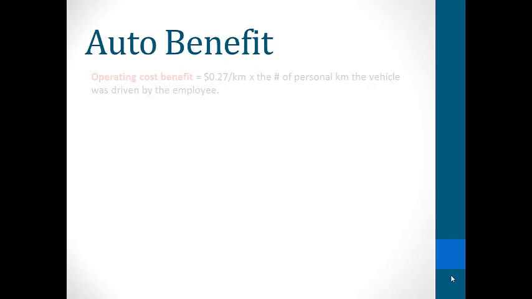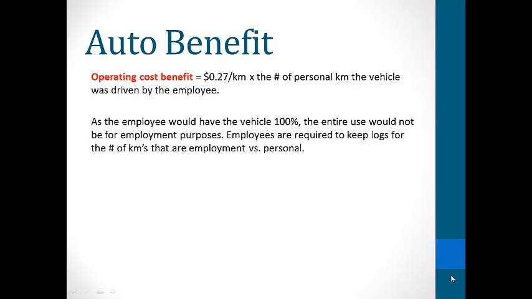The second part of the auto benefit is the operating cost benefit. This is 27 cents a kilometer times the number of personal kilometers the vehicle is driven by the employee. The 27 cents a kilometer is for 2013. As the employee would have the vehicle 100% of the time, they're going to be expected to keep a log to track the number of kilometers at our employment versus personal use.